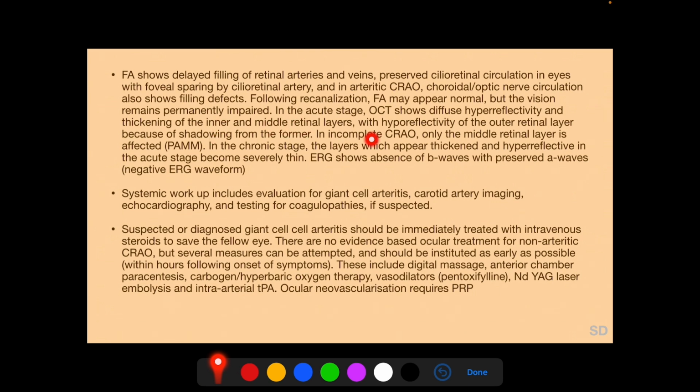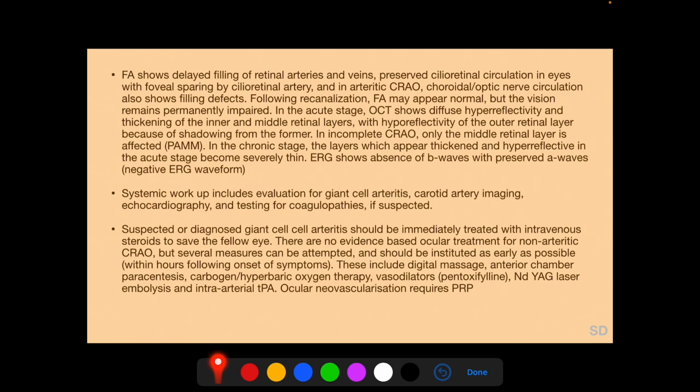In incomplete CRAO, only the middle retinal layer is affected, and this is called paracentral acute middle maculopathy. In the chronic stage, the layers which appear thickened and hyperreflective in the acute stage become severely thin. ERG shows absence of B waves with preserved A waves in CRAO, and this is called a negative ERG waveform.